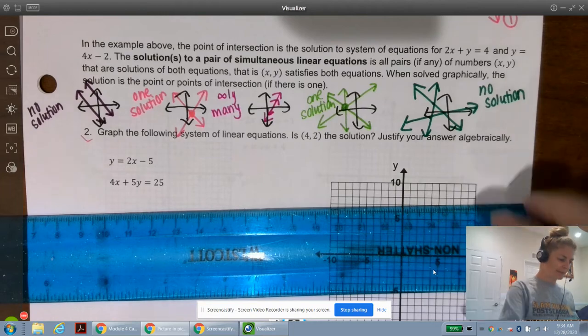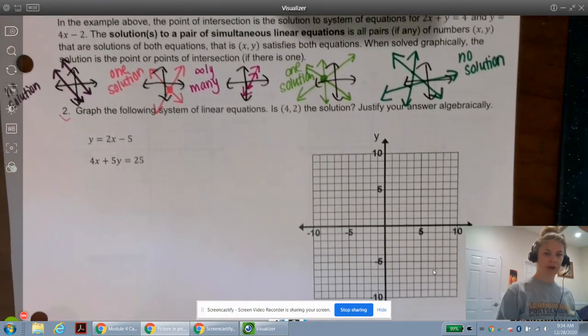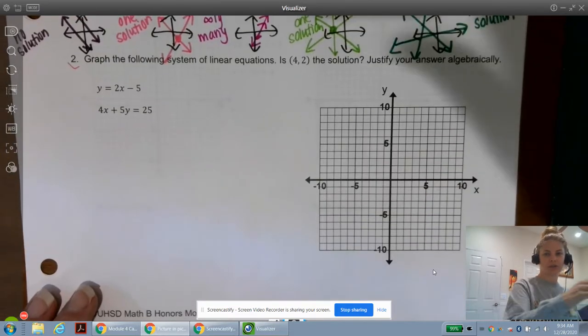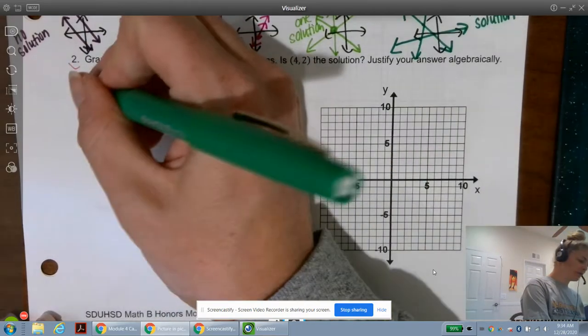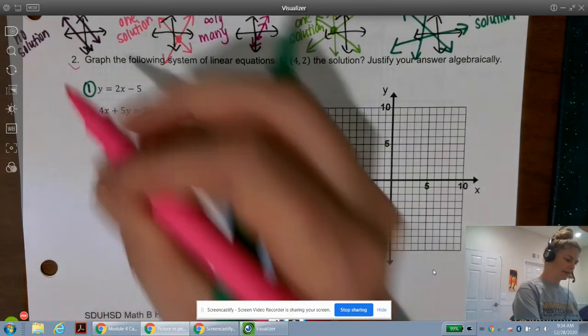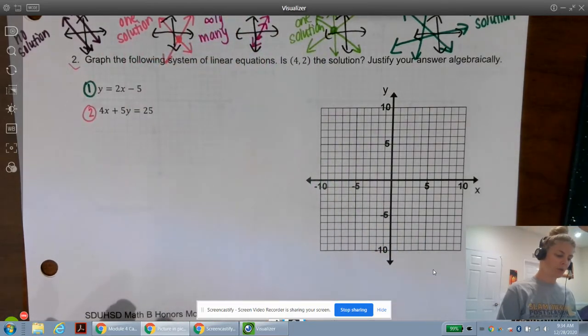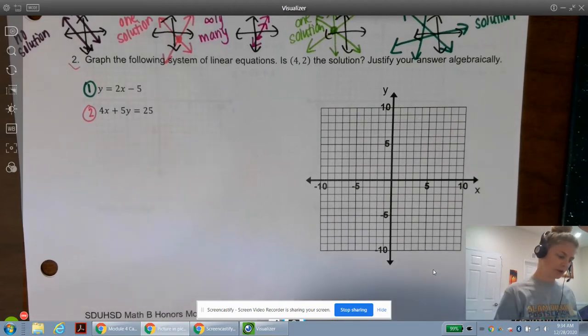Okay, so number 2 says graph the following system of linear equations and is 4, 2 a solution. Justify your answer algebraically. So again, I'm going to label these as 1 and 2, and this helps us organize our work. If you graph one line incorrectly, or when you're going back to check if your graphs are correct, it makes it a lot simpler to know which one you are checking.